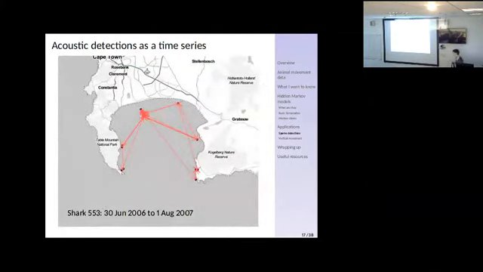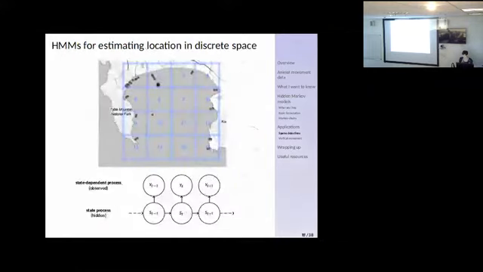So this is the kind of data you see when you plot the dots. You can plot where you saw the animals, and you've got a time series of locations. And here at the end, you've got these arrows, so it tells you something about the sequence, how often animals move between receivers. So this is the observations themselves, and we want to know something about the gaps between the observations.